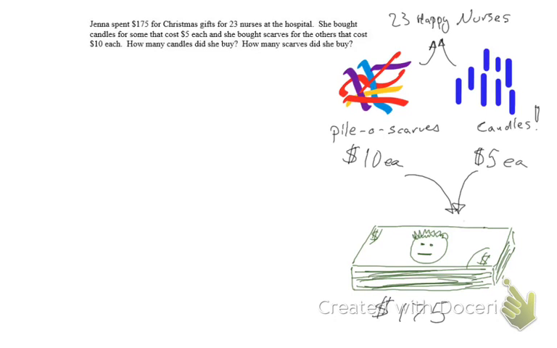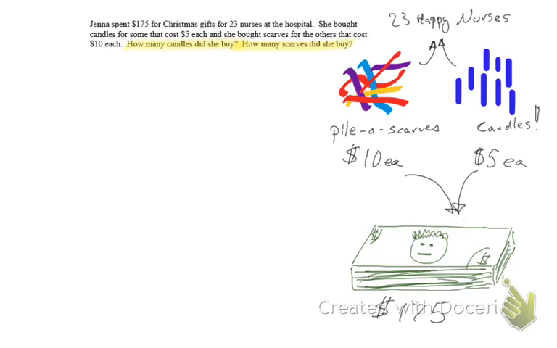In this problem, Jenna spent $175 to buy 23 Christmas gifts for nurses. And specifically, she bought a bunch of scarves and a bunch of candles. They respectively cost $10 and $5 each, and somehow added up to $175. The thing that we're supposed to do in this problem is figure out how many scarves did she buy and how many candles did she buy.